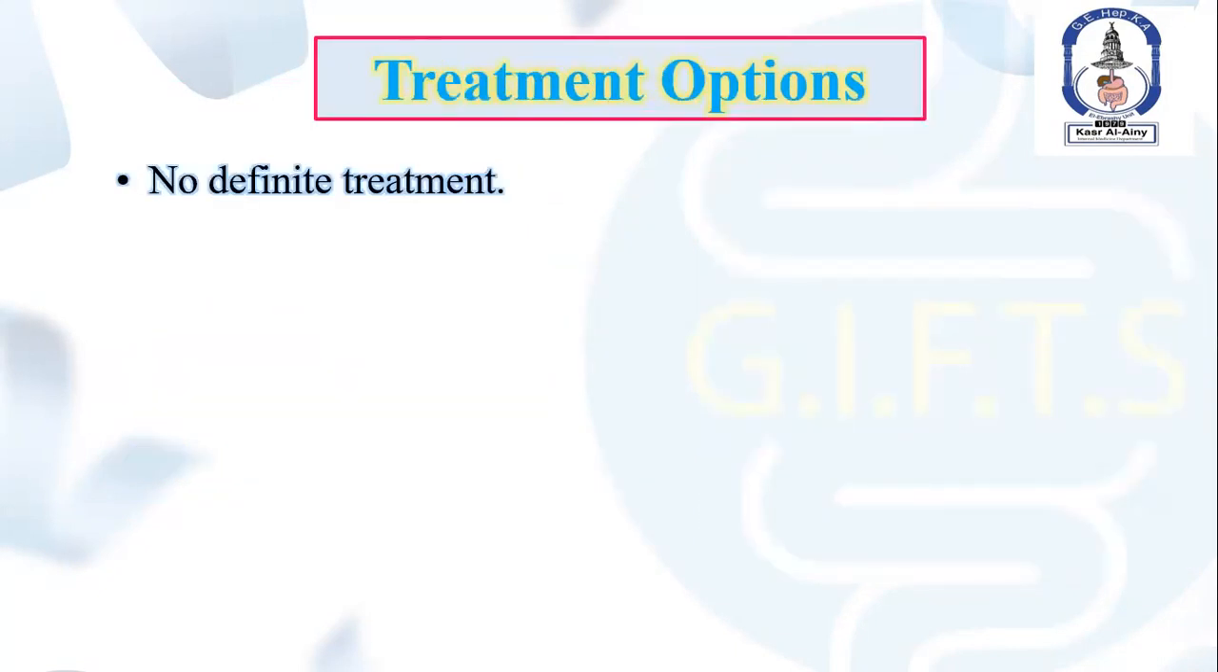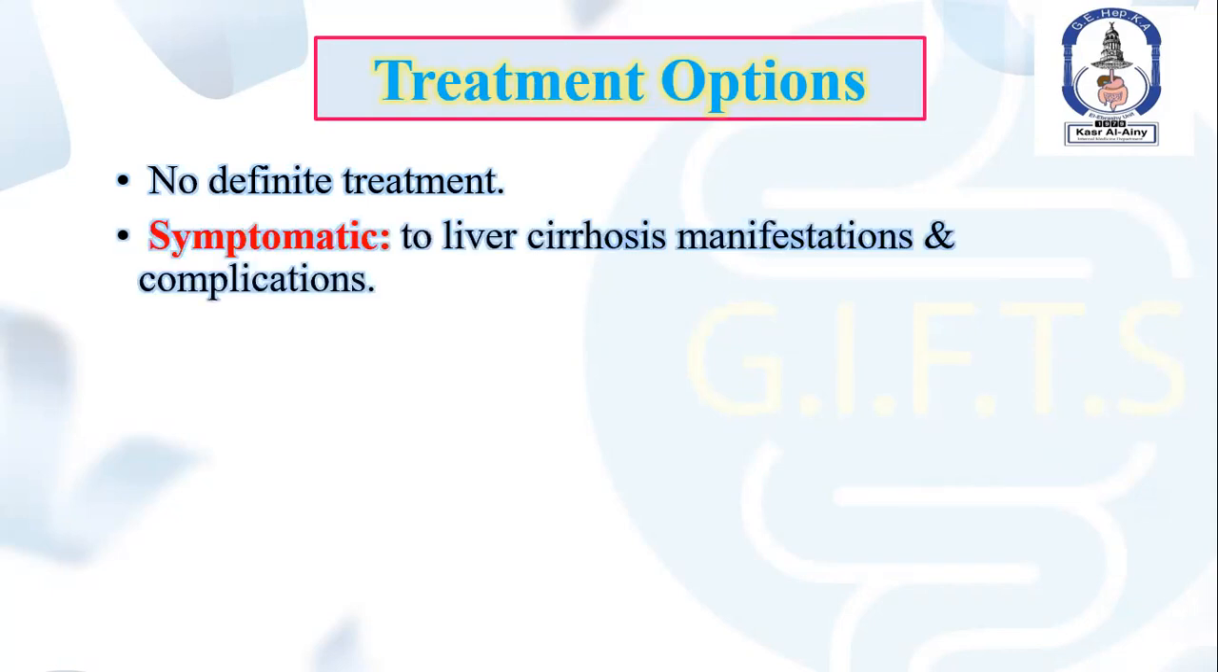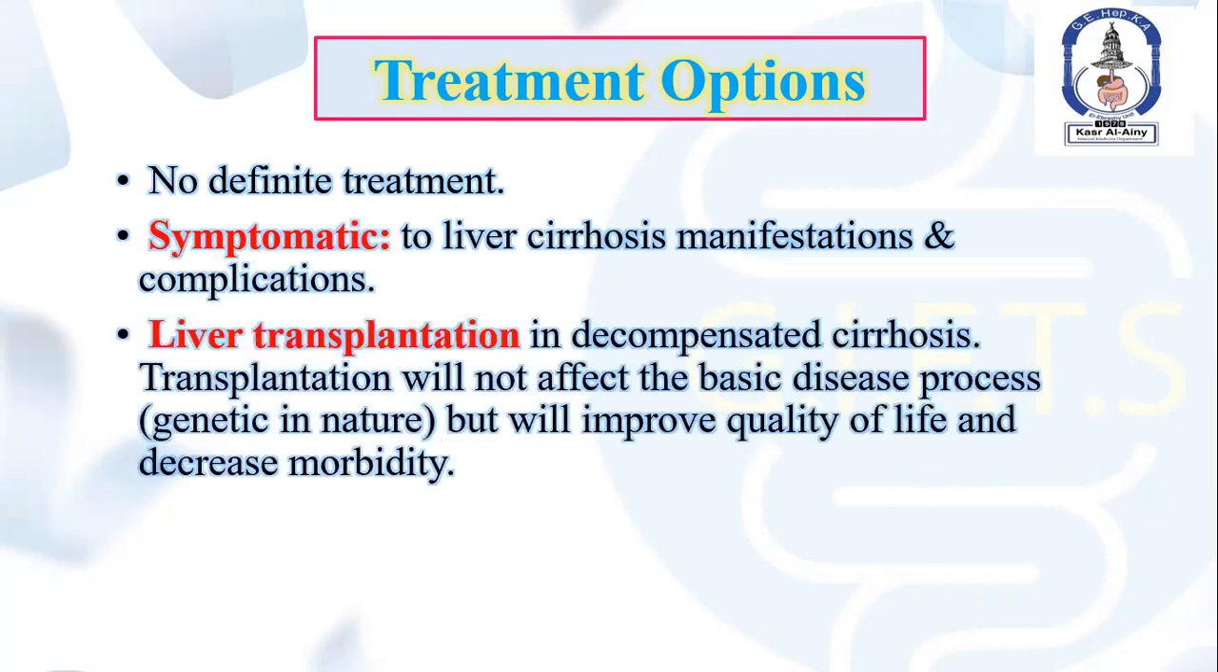What are the treatment options? Unfortunately, there is no definite treatment. The treatment is only symptomatic for liver cirrhosis manifestations and complications. Liver transplantation, again, will correct the decompensation of cirrhosis, but will not affect the basic disease process, which is genetic in nature. So it will only improve the quality of life and decrease morbidity, but it will not revert the disease, which needs gene therapy in fetal life.